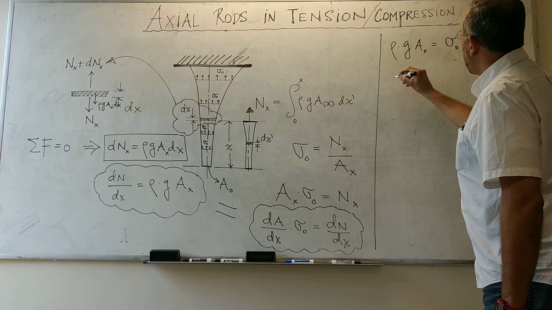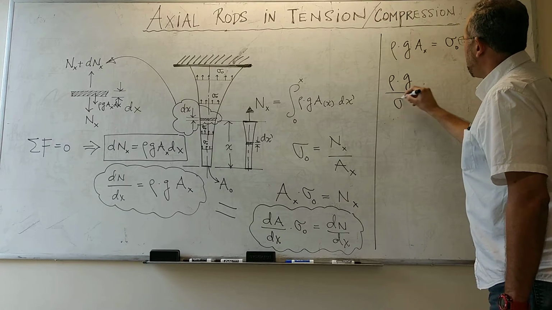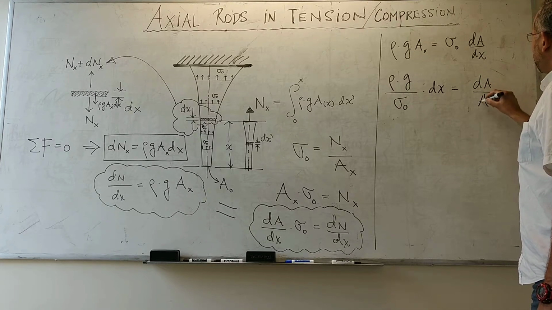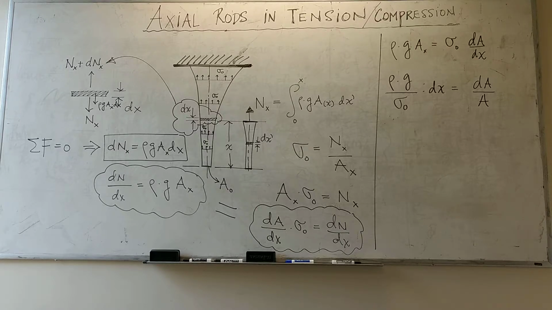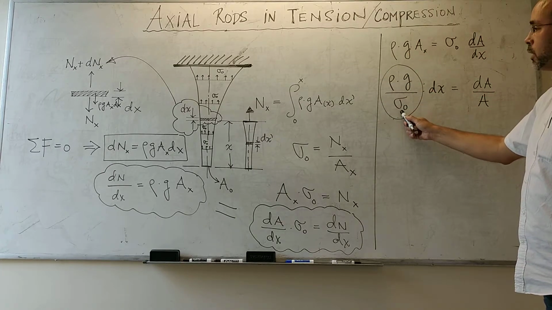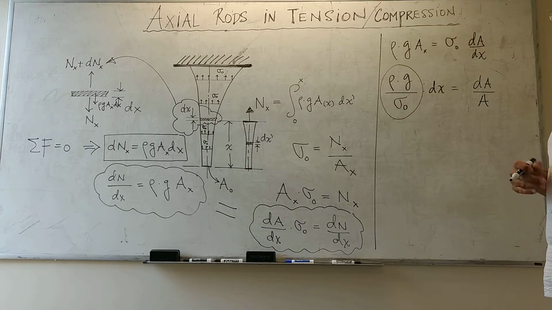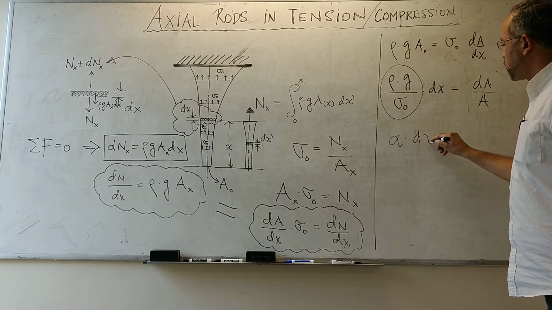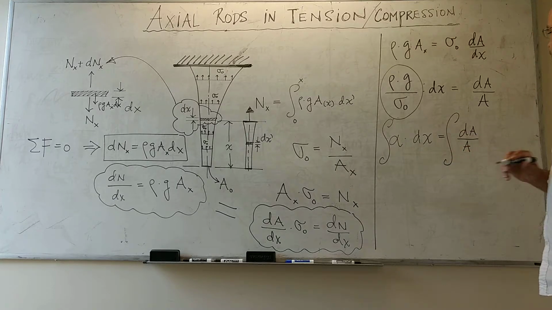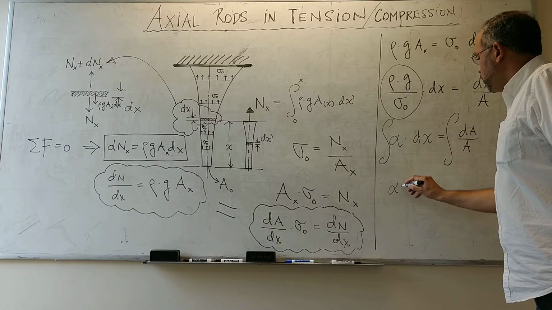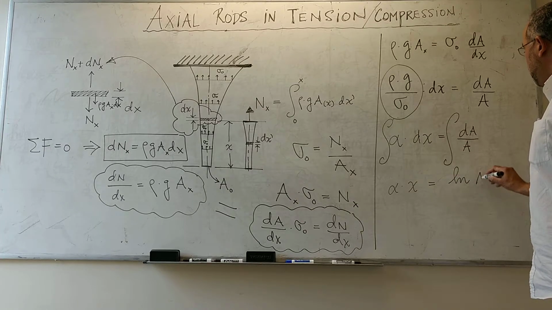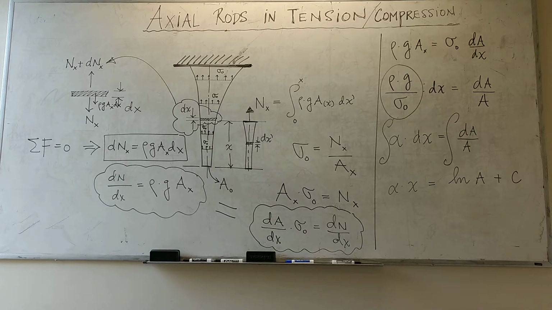And solving here, we have rho g divided by sigma naught times dx equals dA over A. Integrating both sides, and we can call this here a constant, by the way, because rho is constant, g is constant, and the stress at every cross section is constant by definition. So we're going to call that alpha dx equals dA over A. And then integrating both sides, we simply find that we have here alpha x, and then we have here log of A, all of this plus an arbitrary constant of integration.